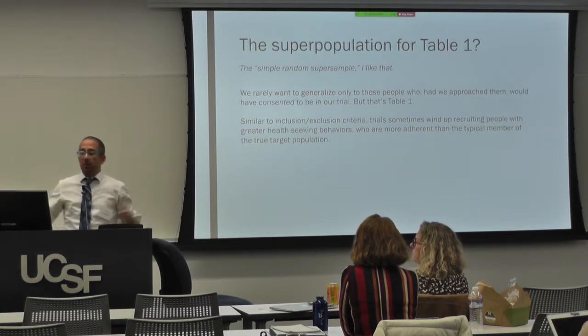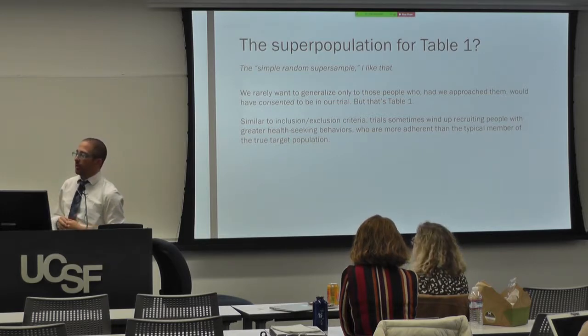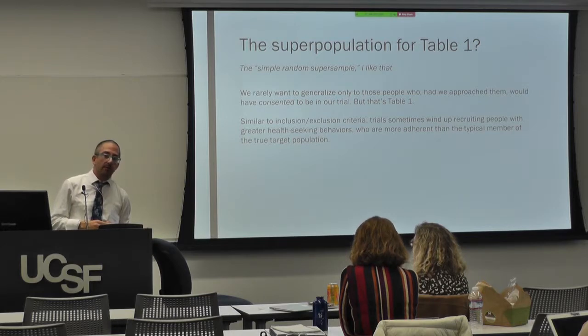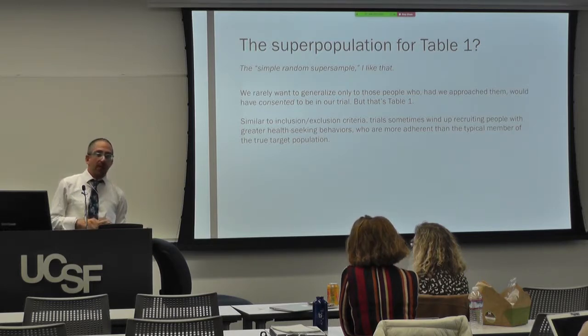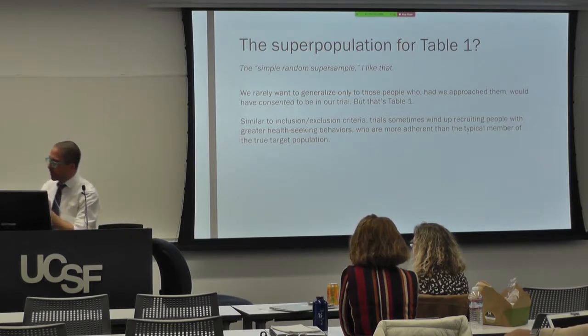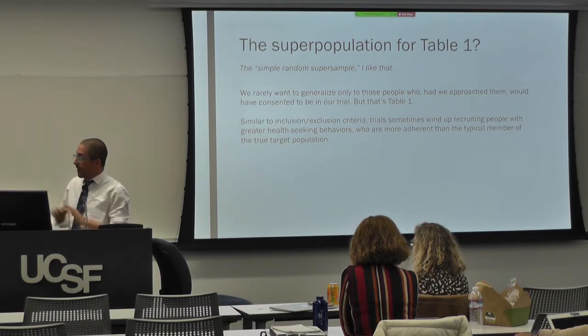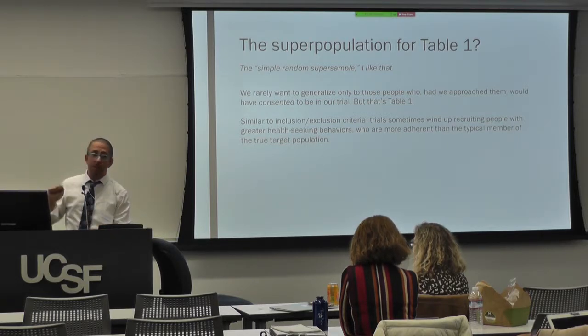The simple random supersampler, whatever we're going to call this, we rarely want to generalize only to the people who, if we'd approached them, would have consented to be in our trial, right? But that's who table 1 is. It's the people who said yes. So already you're not quite, and maybe there are situations in which you can say, yeah, but that doesn't actually matter here. And fine, good. But you have to make that assumption if you want to make it.